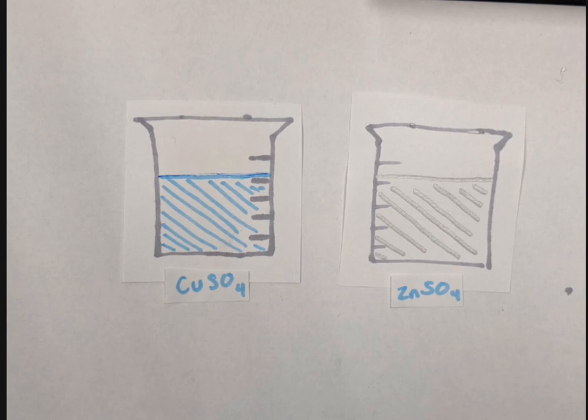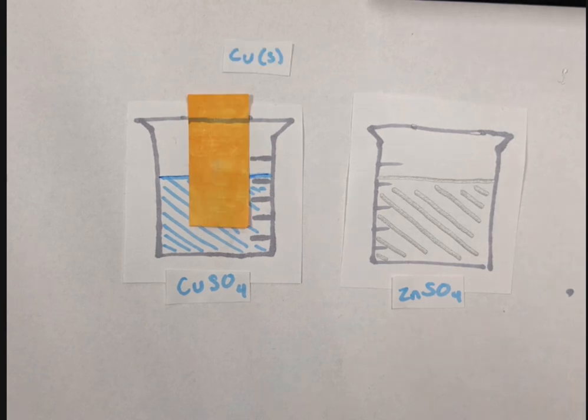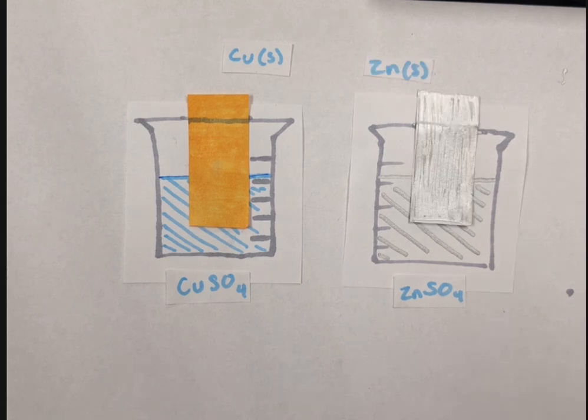Since we are constructing 2 electrodes, let's add solid copper to the copper sulfate solution. To finish constructing our zinc electrode, let's add solid zinc to the ZnSO4 solution.